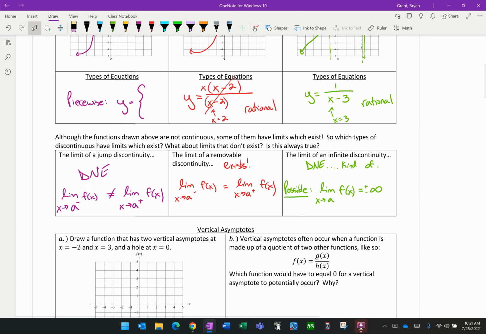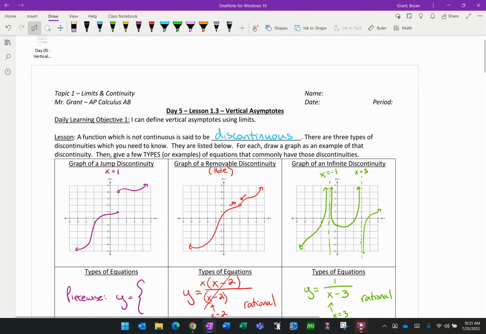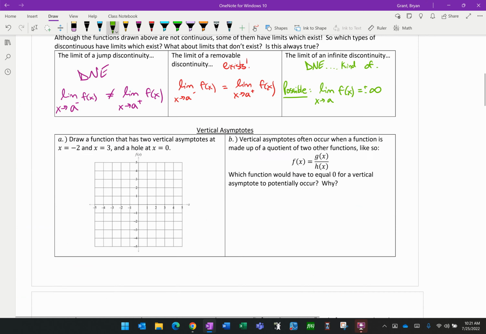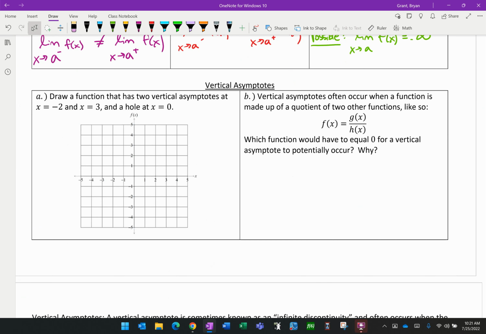So we're going to dive more into that later on today, since our main focus today is vertical asymptotes, and that is an infinite discontinuity. But I think that's enough for now. So let's get a little practice in.